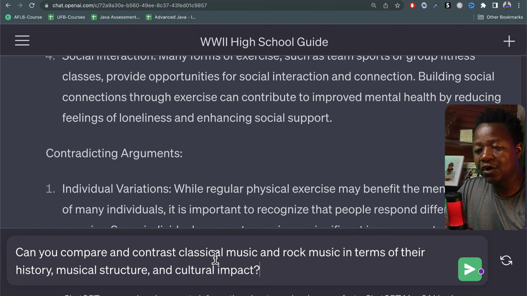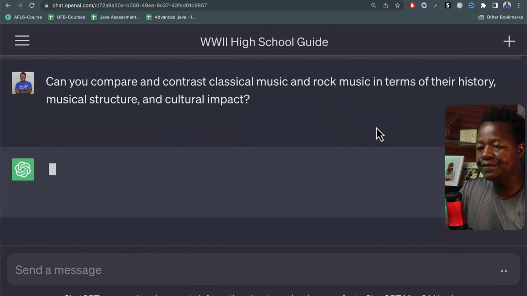Can you compare and contrast classical music and rock music in terms of their history, musical structure, and cultural impact? You can see we are comparing what? Classical music and rock music. Okay, but we narrow even further by saying in terms of what? In terms of their history, musical structure, and cultural impact. All right, so let's see what ChatGPT has to say.